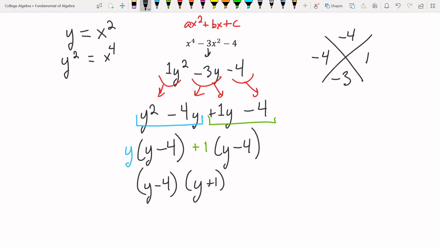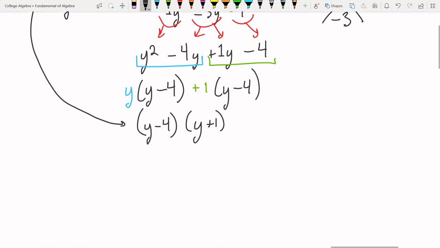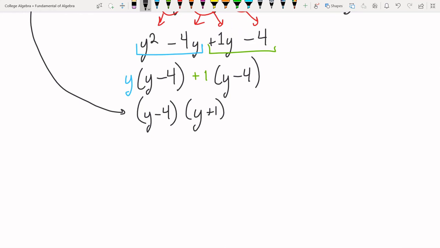Now, of course, we're not done here because we changed the variable into y, but the problem gave us a variable in x. So all we need to do is take this definition we made in the beginning and plug it back in. That gives us x squared minus 4, x squared plus 1. And now, maybe you noticed this, we can factor further.